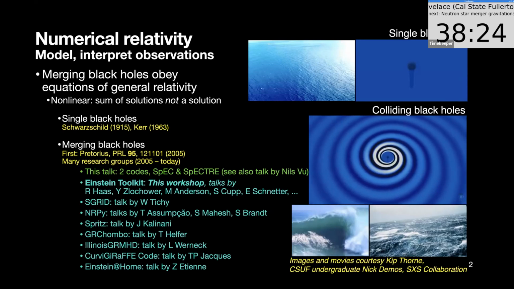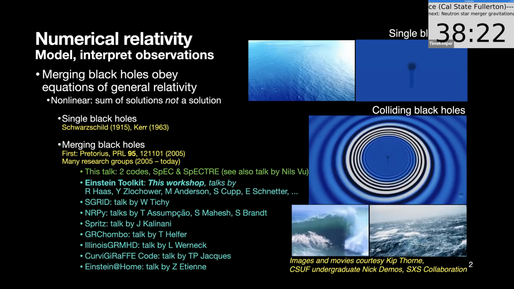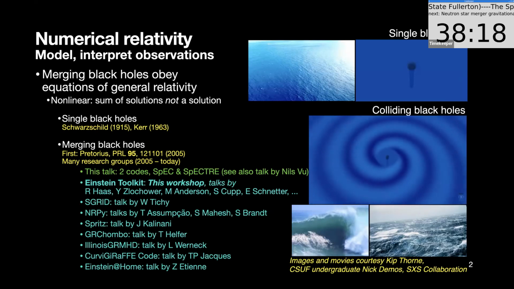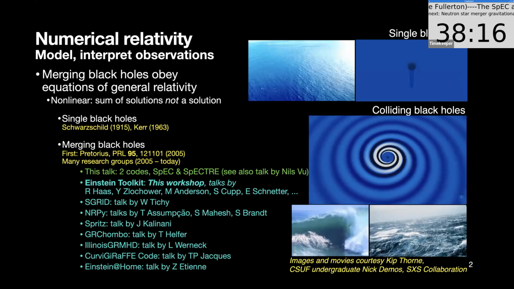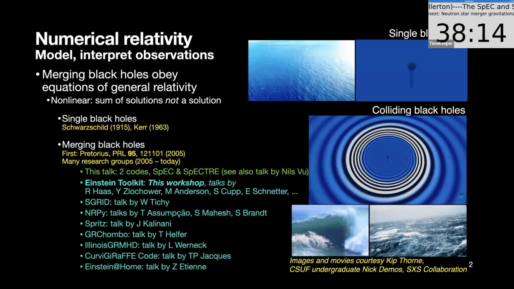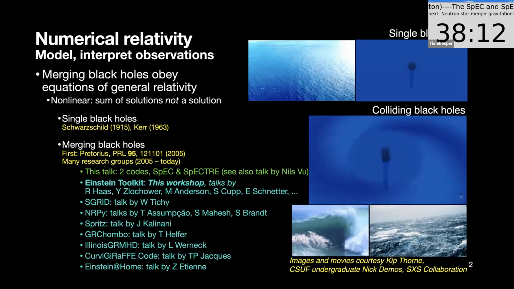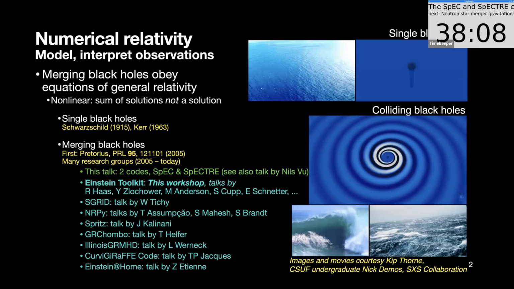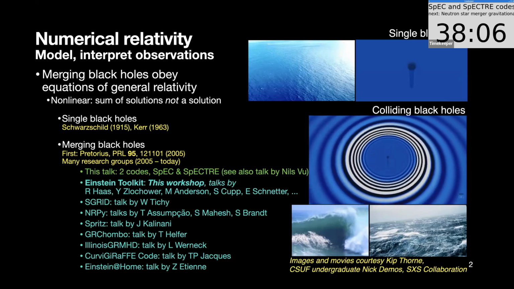But it took until 2005 to get the first binary black holes. Two black holes together don't just sit there, it's more than the sum of the parts. And that nonlinearity is why you have to do numerical relativity. And since 2005, there are so many codes, and I'm sorry if I missed yours.